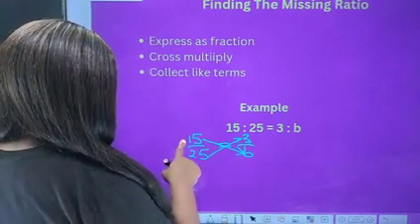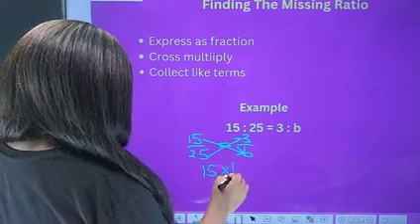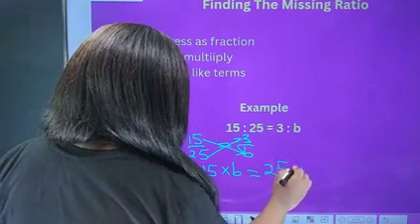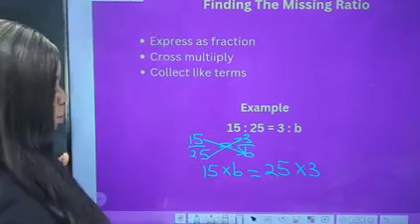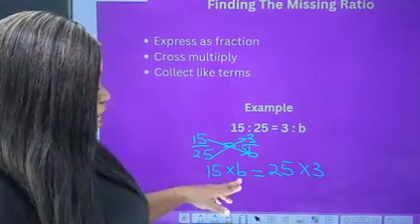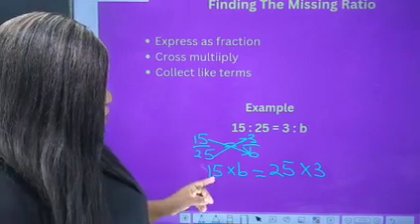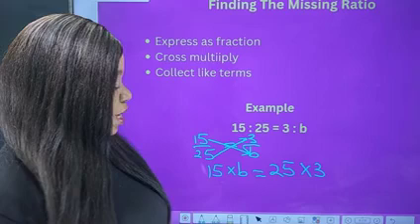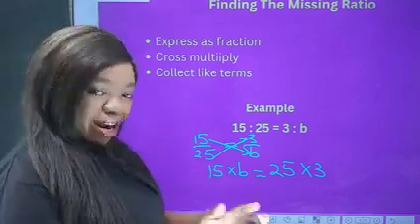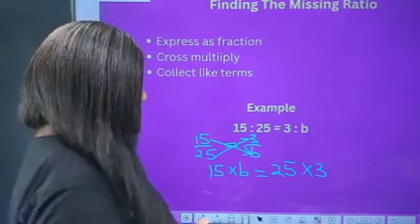So we will have 15 times b equals 25 times 3. Good. Now, at this point, we are going to collect like terms, meaning that b is an expression. b is a term. 15 is a term. 25 and 3 are terms. So we have to move the like terms. Like terms means terms that are together, that are the same, terms that look alike. That's the meaning of like term.